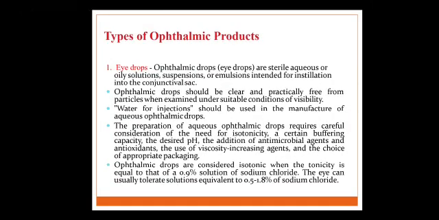Now, the types of ophthalmic products. Ophthalmic products consist of various types of products. In that, the first one which we are going to see is the eye drops. Now, eye drops are sterile aqueous or oily solutions or suspensions of drugs that are instilled into the eye with a dropper. They usually contain drugs having antiseptic, anesthetic, anti-inflammatory, mydriatic or miotic properties.